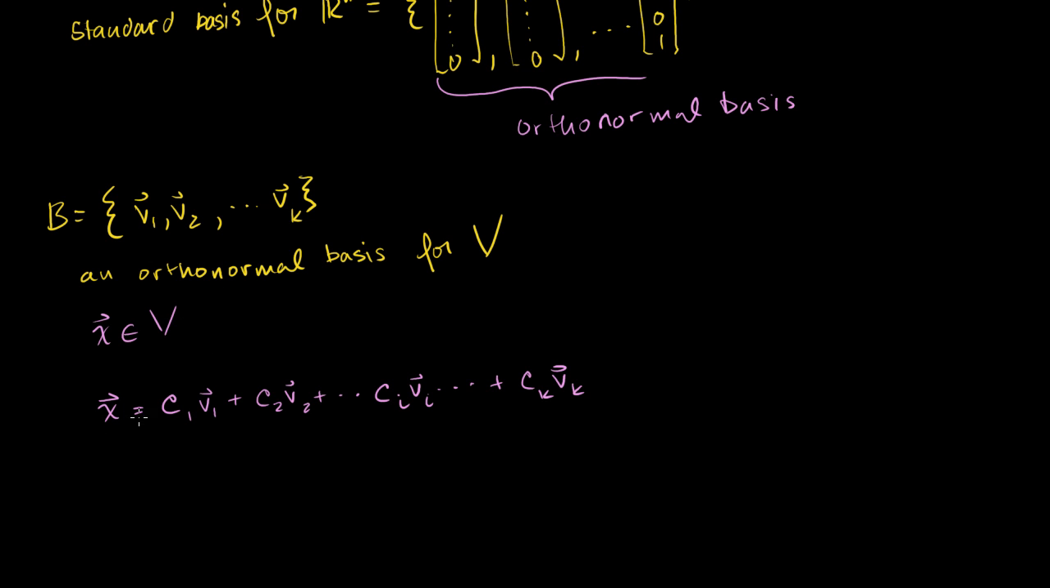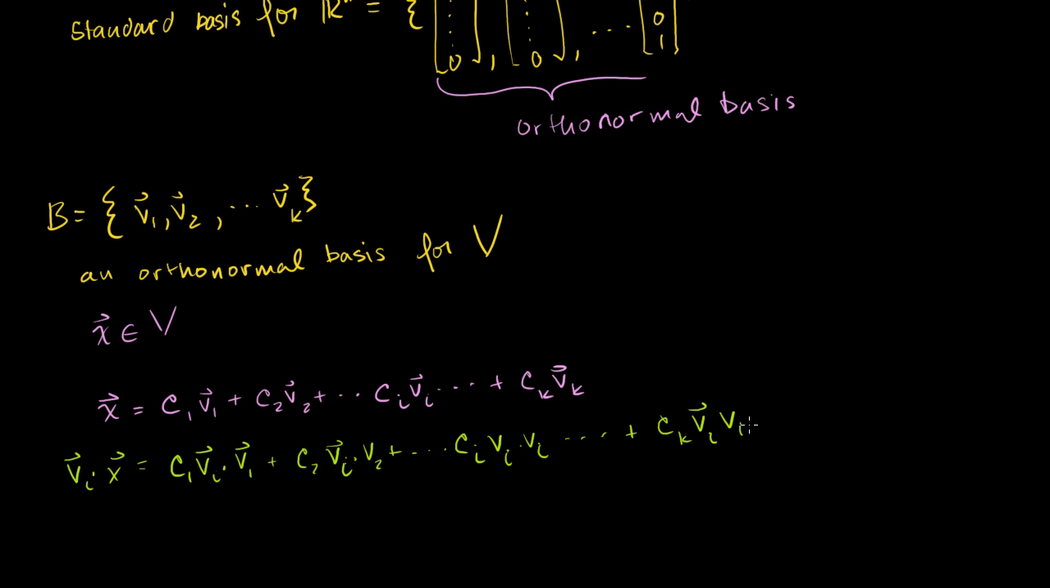Now, what happens if we take the dot product of both sides of this equation with vi? So I'm going to take vi, and I'm going to dot both of these sides with vi. So I get vi dotted with x is going to be equal to what? Well, we could just pull the constants out. It's going to be c1 times vi dot v1 plus c2 times vi dot v2 plus all the way to ci times vi dot vi. And then you keep going, plus all the way to ck times vi dot vk.